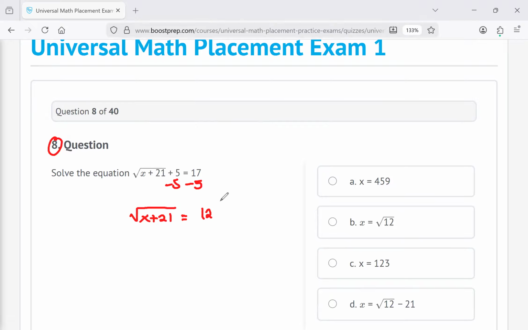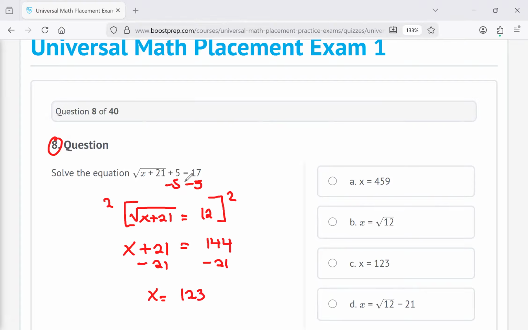Then I'm going to get rid of the radical by squaring both sides. So on the right, what's 12 squared? 144. And then on the left, what happens when you square a radical? It disappears. And then go ahead and solve for x by subtracting 21. You get 144 minus 21, which is 123.